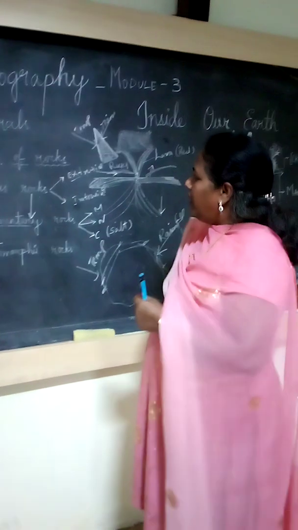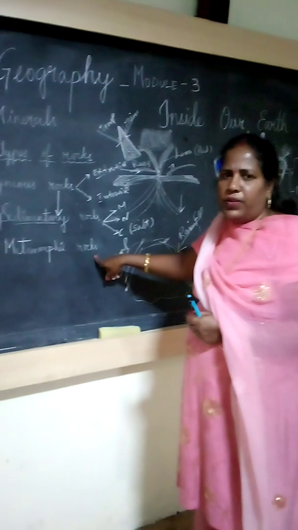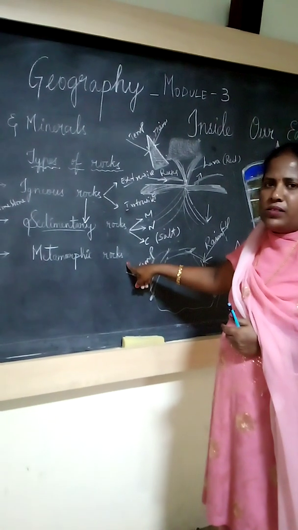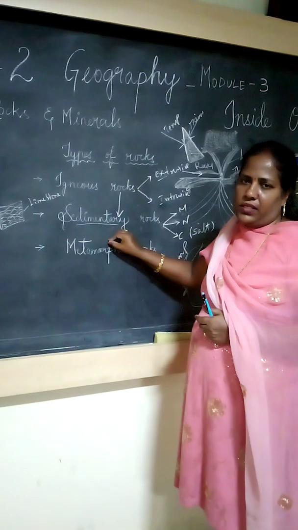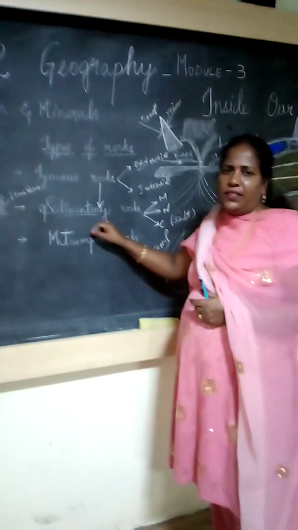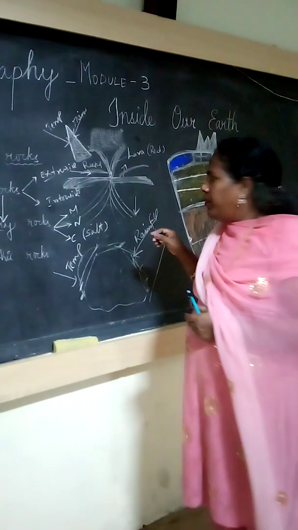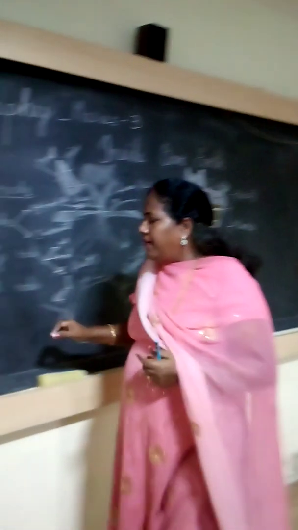Now the third rock is metamorphic. How is this metamorphic rock forming? Here igneous rocks and sedimentary rocks, when they go deep inside the earth, how will they go? Because of the movement of the earth, sometimes plate tectonics are there.